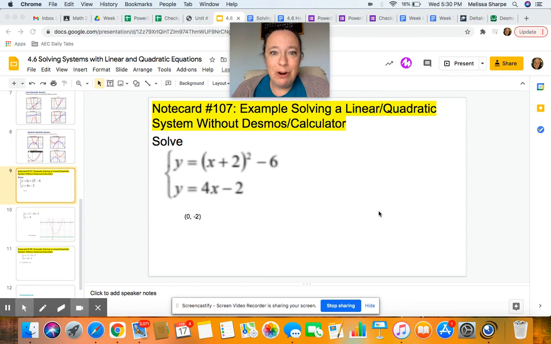Right, so now we're on to note card 107, where I want you to do an example of solving a linear quadratic system without using Desmos or your calculator. Because with Desmos, you just type it in and the answer's there. That's nice and great. But what about assessments where you don't have access to those things, like the SAT or the ACT? So I want to show you how to do these by hand.